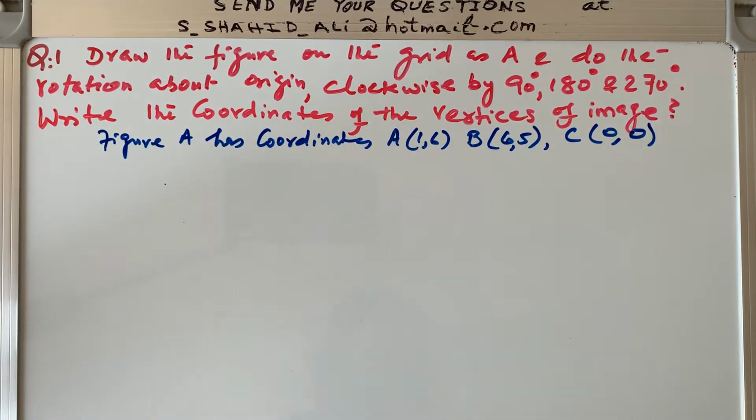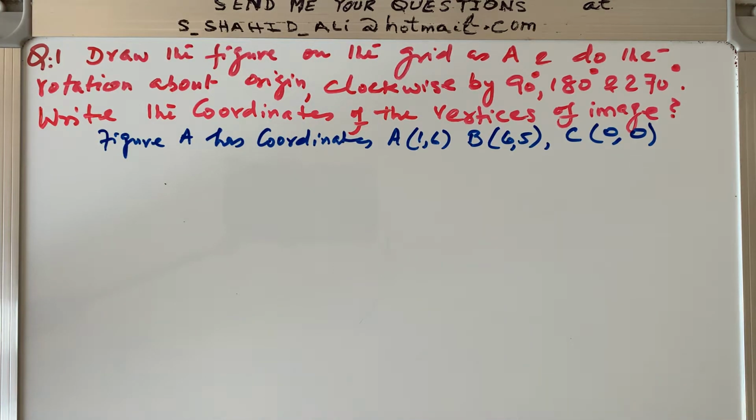Today we have a question here. This is also grade 8 and the same chapter, transformation, and here we will be learning rotation, right? So the question is, draw the figure on the grid as A. So the figure name is A, and do the rotation about origin clockwise by 90 degree, 180 degree and 270 degree. Write the coordinates of the vertices of the image.